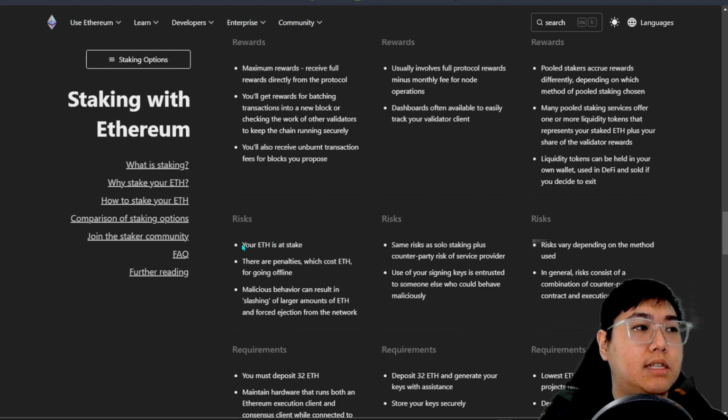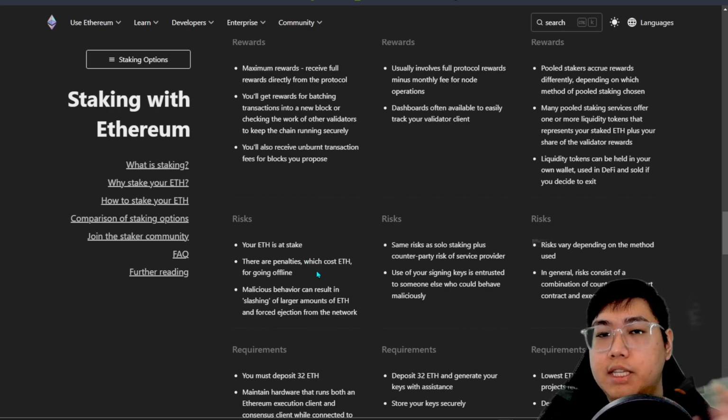So over here, the risk: your ETH is at stake. Basically, you are doing home staking, so your Ethereum is at risk definitely, because you are the one managing the security and everything. Over here, there's going to be a penalty which costs Ethereum for going offline. So if suddenly you have an internet outage, or a blackout, your nodes will go down, and then it will lose Ethereum. I would say the Ethereum lost is very little. Honestly, a downtime of 1 or 2 days is fine.